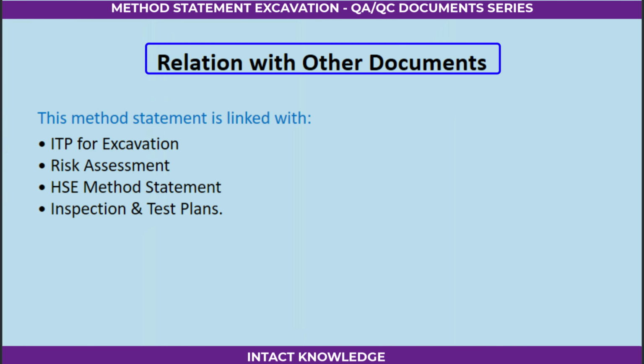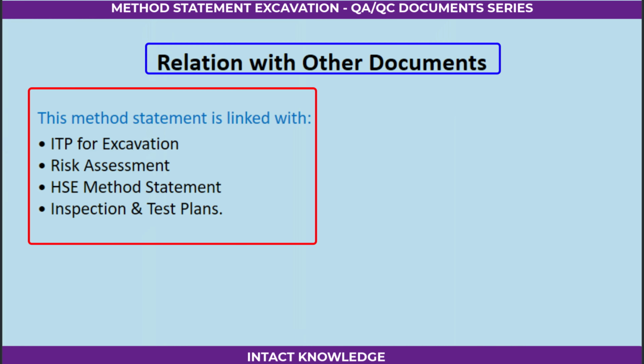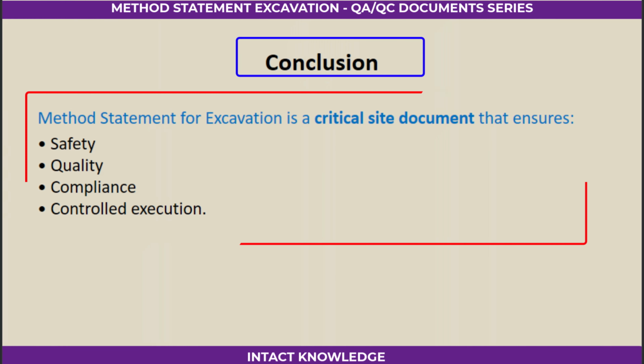Relation with other documents. This method statement is linked with ITP for excavation, risk assessment, HSE method statement, inspection and test plans. Conclusion. Method statement for excavation is a critical site document that ensures safety, quality, compliance, and controlled execution.